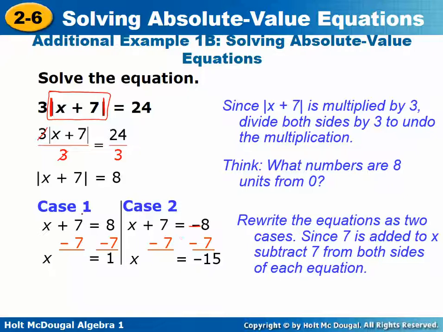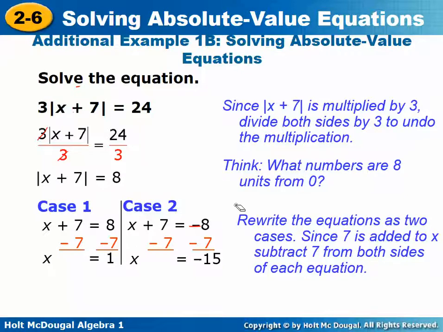So then we solve both equations, subtract 7, subtract 7. On the first case, we get x equals 1. On the second case, we get x equals -15, not -1. So again, this is an example where these are not the opposite of each other. We get two completely different answers. We can check those by plugging them back into our original. Let's see, if we plug 1 in here, we'd have 1 plus 7 is 8. 3 times 8 is 24. Yep, that works. Let's try plugging negative 15 in.